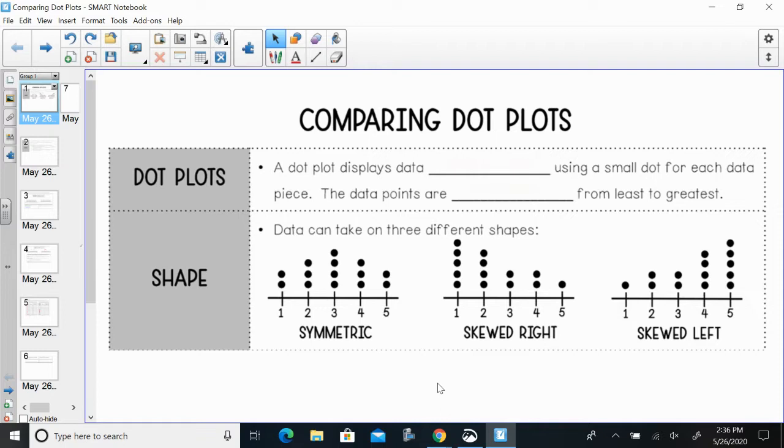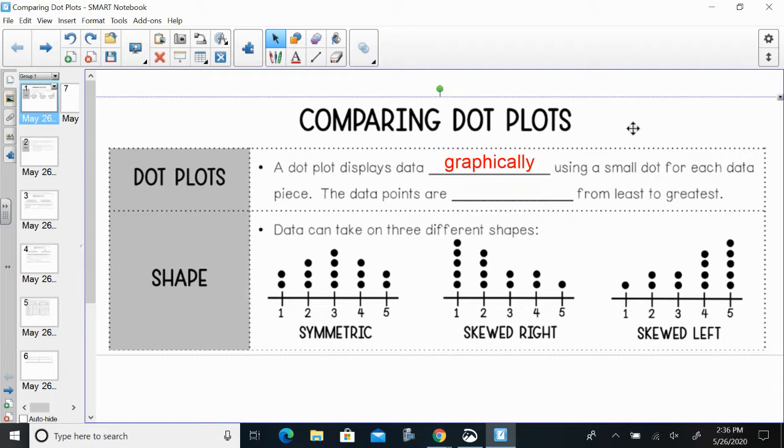All right, so to review, a dot plot displays data graphically using a small dot for each data piece. The data points are ordered from least to greatest. Sometimes you'll see a dot plot that, instead of using dots, uses X's. And sometimes we also call it a line plot, but they're both describing the same type of data in the same graph.